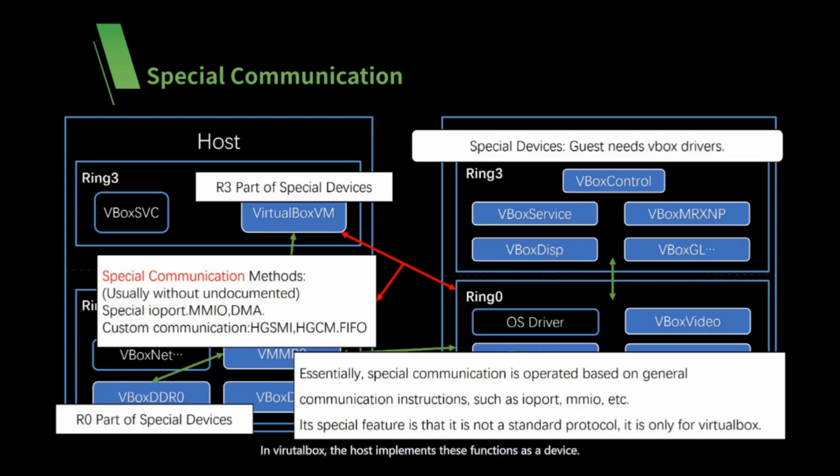In VirtualBox, the host implements these functions as devices. Finally, there is a very interesting place to use special communication, which is BIOS. The virtualization system may add custom I/O port or MMIO to the emulated device for the convenience of BIOS. Therefore, emulated devices are not necessarily all general communications.